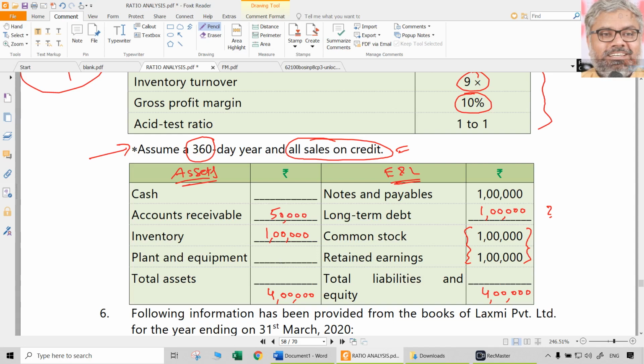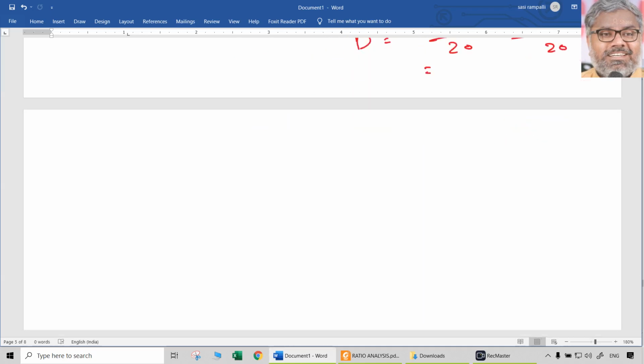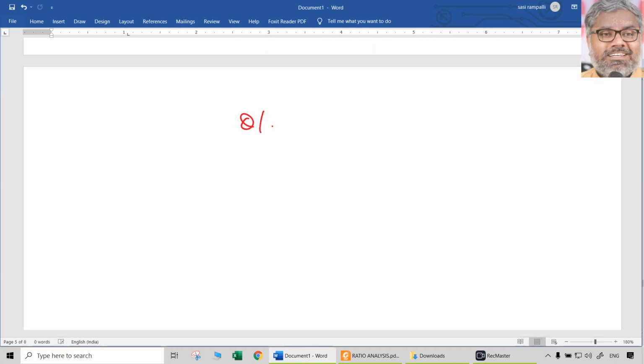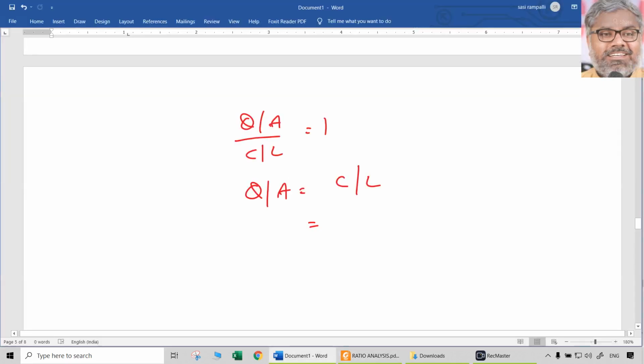Then we need cash, but we cannot get that directly. We have to compute it. How? For that purpose, acid test ratio is given. Acid test ratio means what? Quick assets divided by current liabilities. That is equal to what here? 1:1 means 1. So how much will quick assets be? Exactly equal to current liabilities. How much are current liabilities? 1 lakh. There are no other current liabilities. So quick assets are equal to 1 lakh.